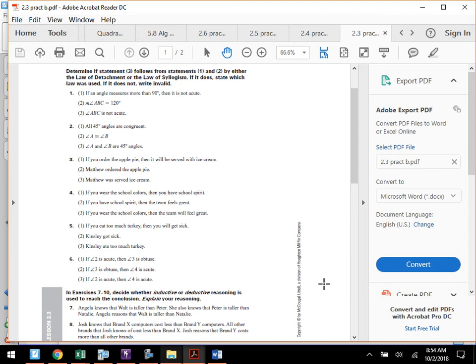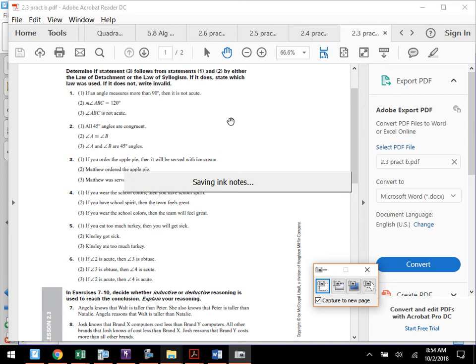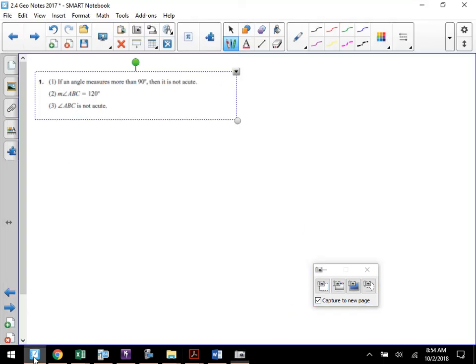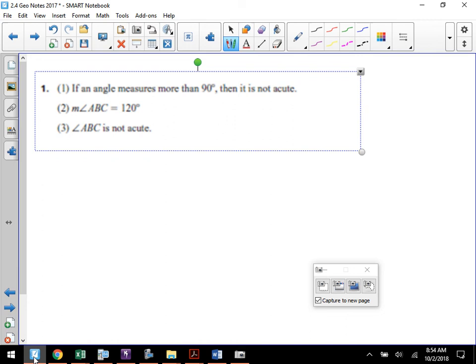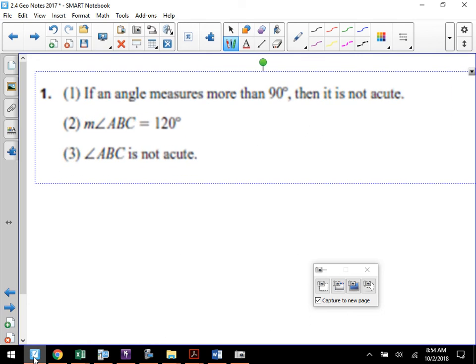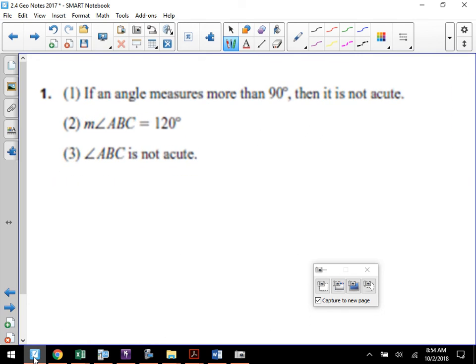Let's read this. A lot of these things are tough to write out completely, so I just want to read through it with you guys, and you can tell me whether it's syllogism or detachment. If an angle measures more than 90, then it is not acute. Angle ABC is equal to 120. Angle ABC is not acute. Detachment or syllogism?